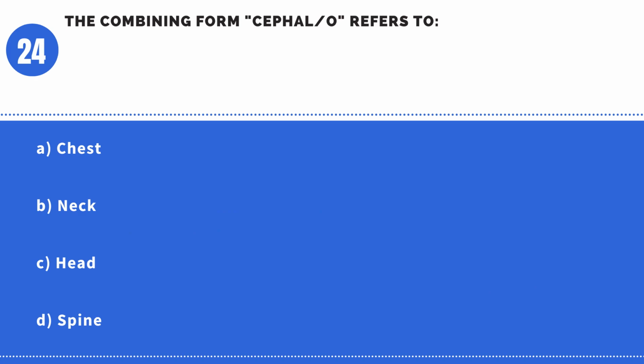Question 24. The combining form cephal/o refers to A. Chest. B. Neck. C. Head. D. Spine.